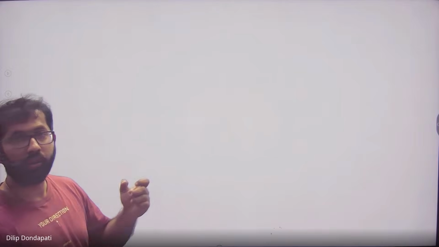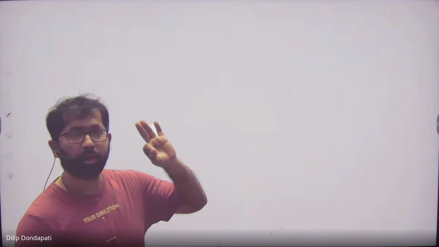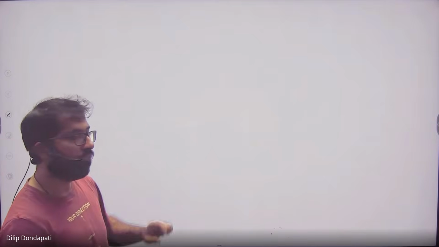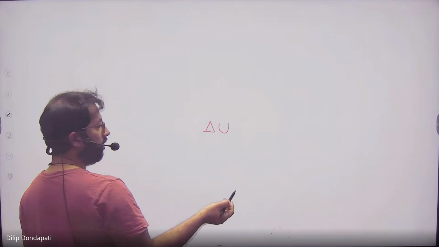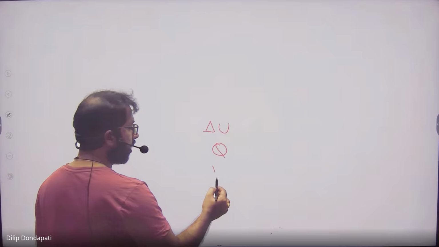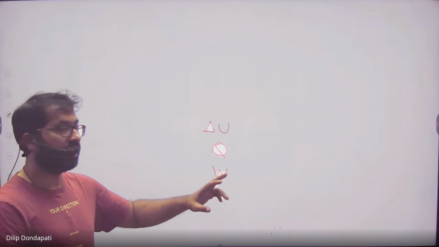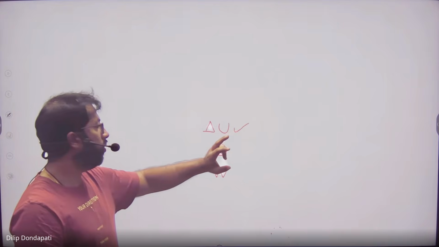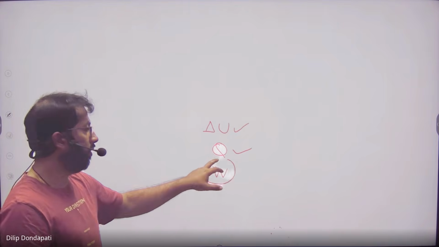So we studied the zeroth law of thermodynamics, and to know the first law of thermodynamics, three parameters are required. What are the three parameters? One is change in internal energy, second is heat, and third is work done. The relationship among these three is given only by the first law of thermodynamics. That's why we learn separately the formulas for delta U, Q, and W.